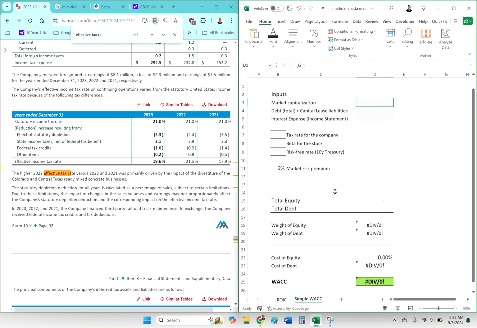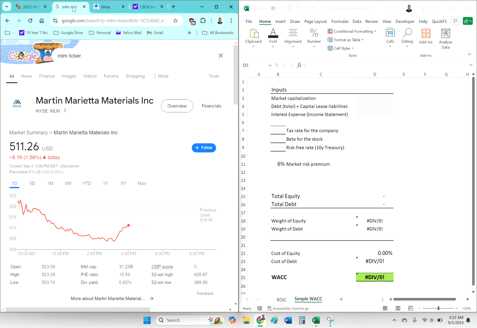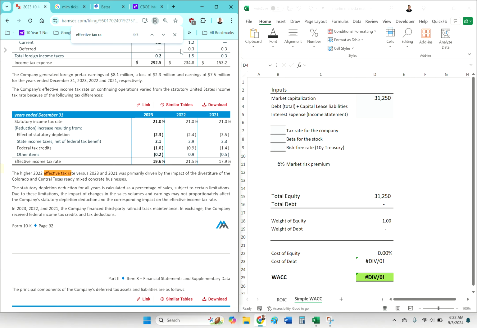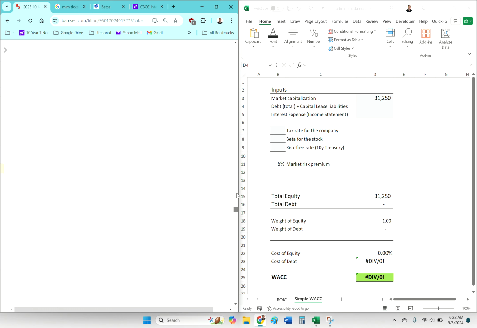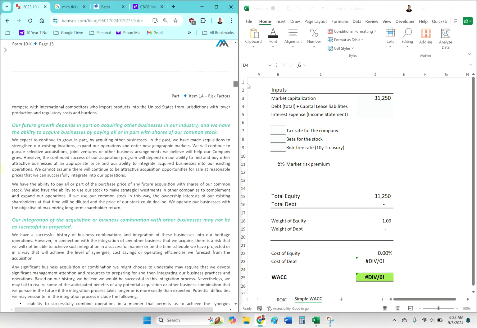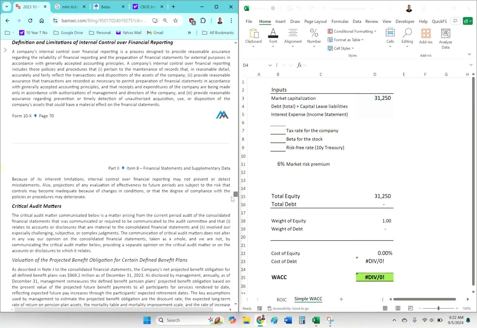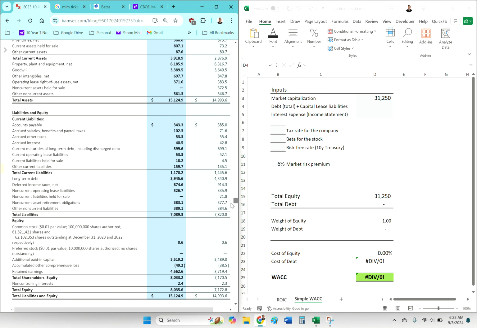My justification at the time was, well, these revenues are much longer lasting because this is an aggregates company. We could debate that. I don't know. For the purposes of WACC versus ROIC, let's just look at the WACC. So this is our calculator for WACC.